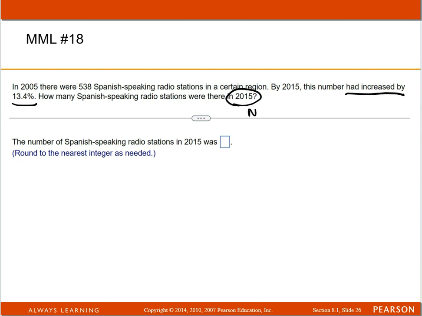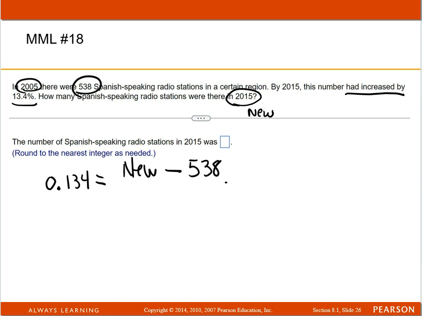2015 is the new amount because that's in the future, right? So the base amount has to be the 2005. So just like that last one, it's the percent change, which is 13.4%, but when you divide it by 100, that would be 0.134. And it equals the new amount minus the old amount. And the old amount in 2005 was 538, divided by 538.